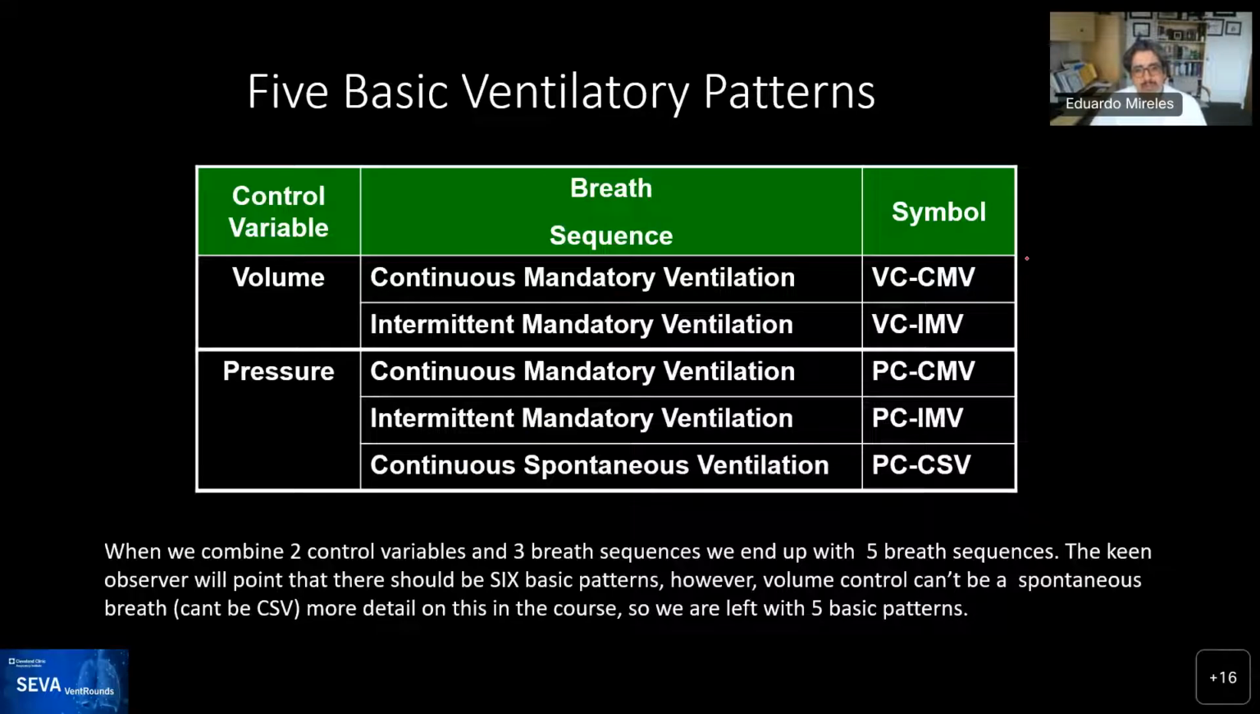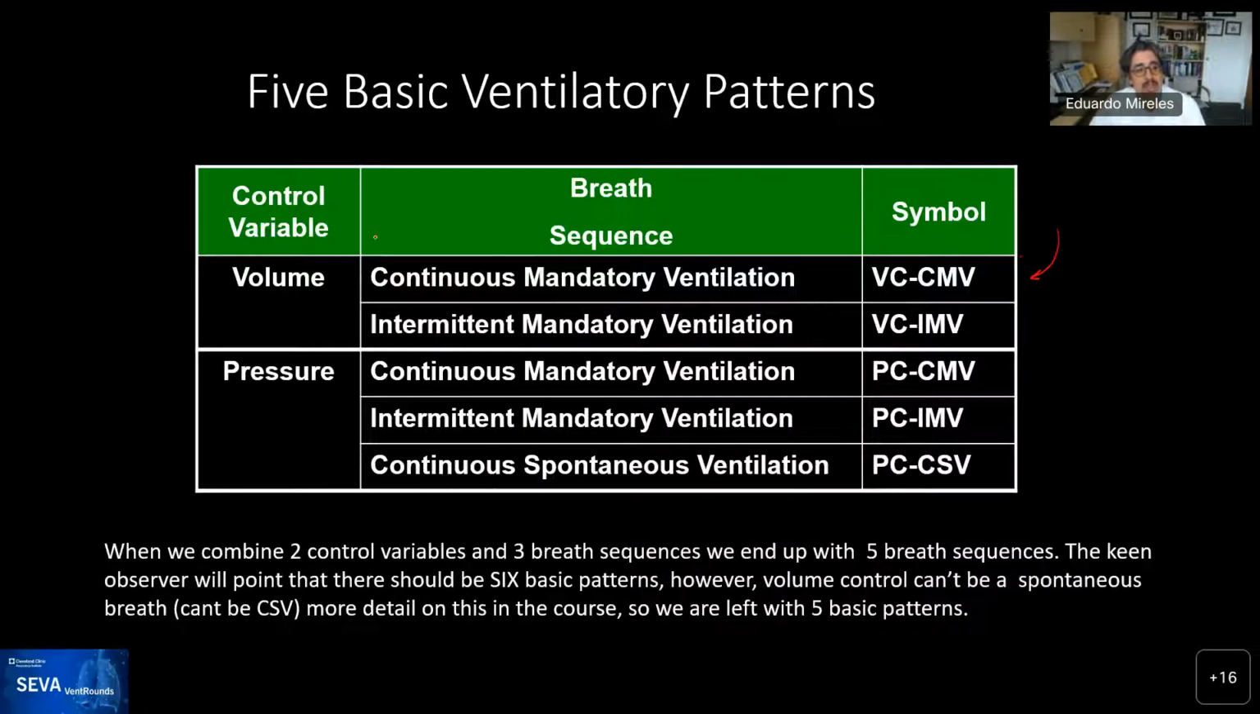And this takes us to the 5 basic patterns of ventilation that we have described. There you will see that instead of being 6, there's 5. And the reason why there's not a 6 is because in volume control, because you're controlling the flow, that means that you're controlling the volume that you're delivering, the size of the breath.